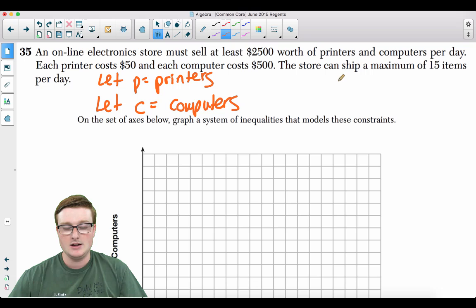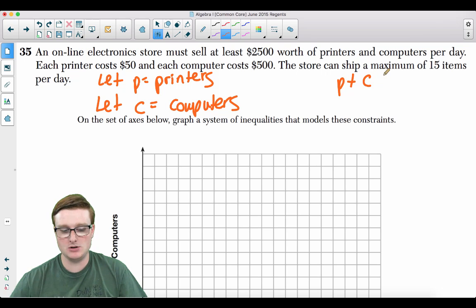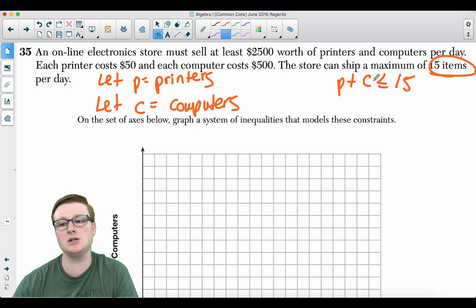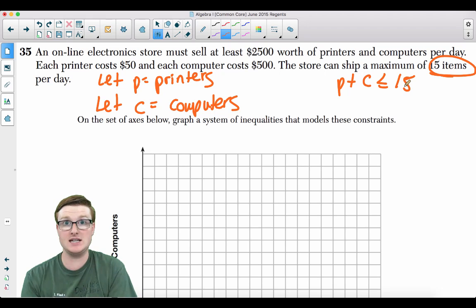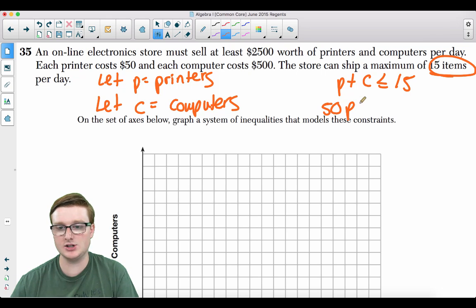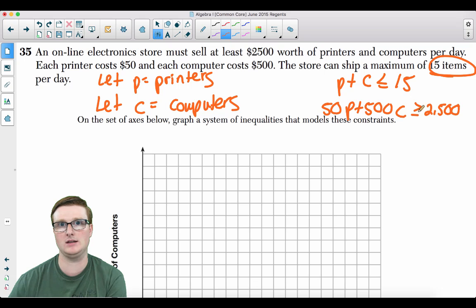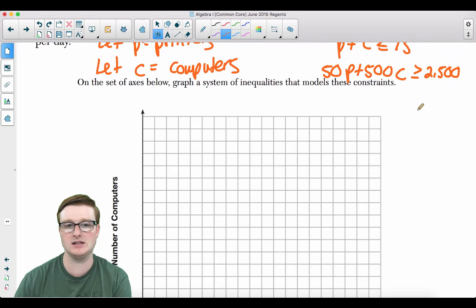So you could take the printers plus the computers is less than or equal to 15, because you could only ship a maximum of 15 items. So the printers plus the computers, you could only ship a maximum of 15, meaning that you could ship 15 or below 15. Now, it costs $50 per printer plus $500 for a computer, and you want to sell at least, meaning greater than or equal to $2,500. Of course, you want to make more money than $2,500 when you're selling these things, right?